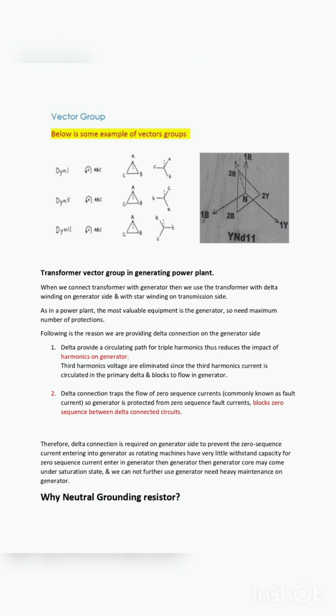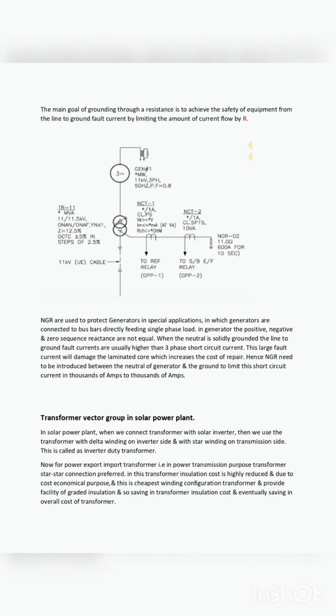Why a neutral grounding resistor? The main goal of grounding through a resistance is to protect equipment from the line-to-ground fault current by limiting the amount of current flow by R. NGRs are used to protect generators in special applications, in which generators are connected to bus bars directly feeding single-phase load. In a generator, the positive, negative and zero-sequence reactances are not equal.